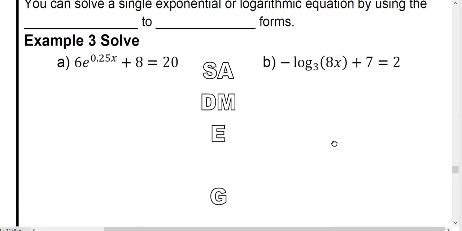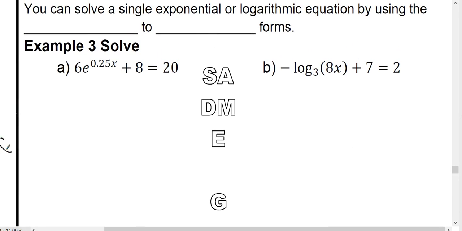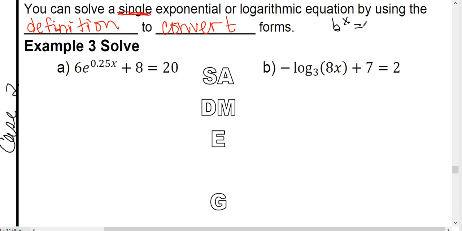So here we are in case 2. I consider the exponential and the log the same case because they follow the same steps. So you can solve a single exponential or logarithmic equation, that means there's one exponential or one logarithmic expression, by using the definition to convert the forms. So remember from last week, we're going to use the definition b to the x equals y to convert it to log base b of y is x. So this is what I mean by converting by definition. We're just going to get it to the other form.